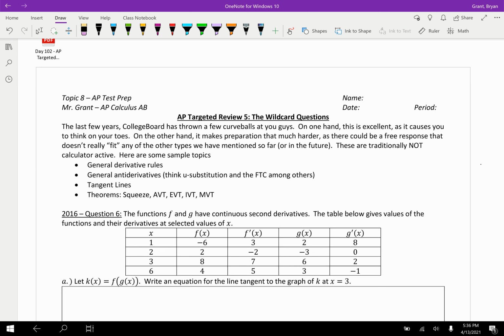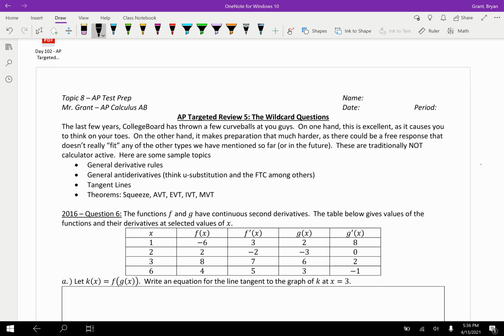So what are some different types of questions that might show up on these wildcard FRQs? Well, a lot of times they have general derivative or antiderivative questions. What's the derivative of this? What's the antiderivative of this? So they'll often ask you to write the equation of a tangent line, and sometimes they'll have some theorems on there.